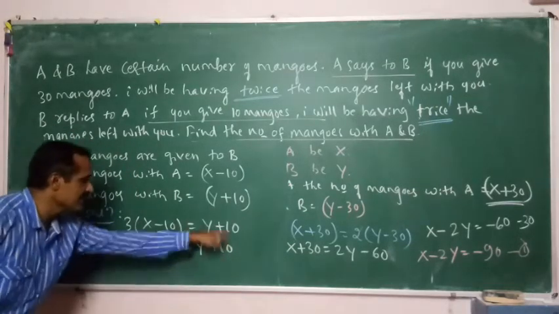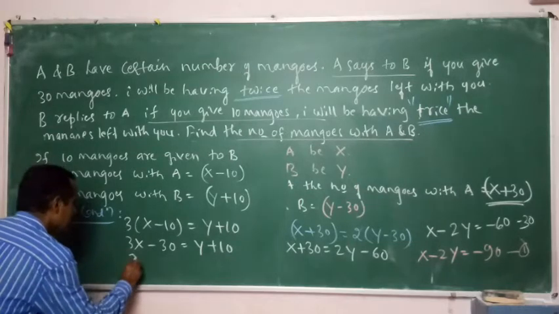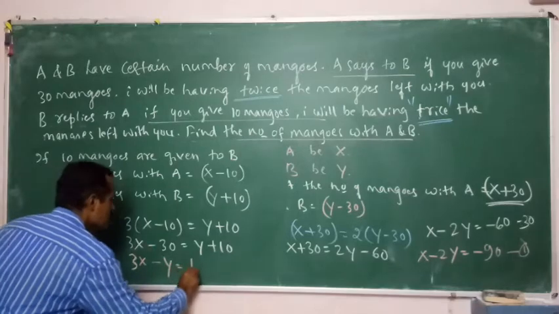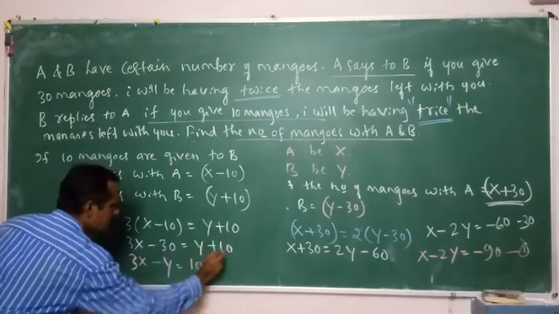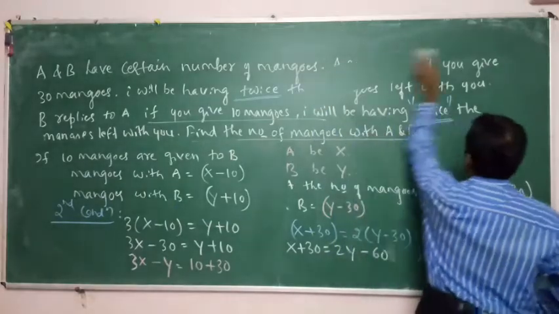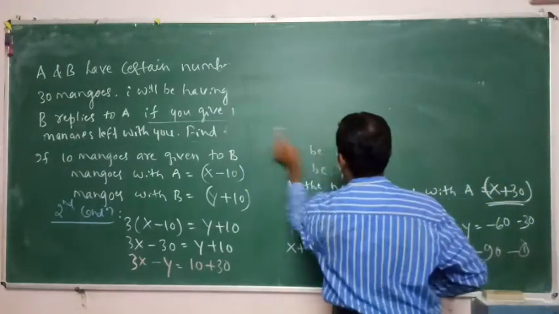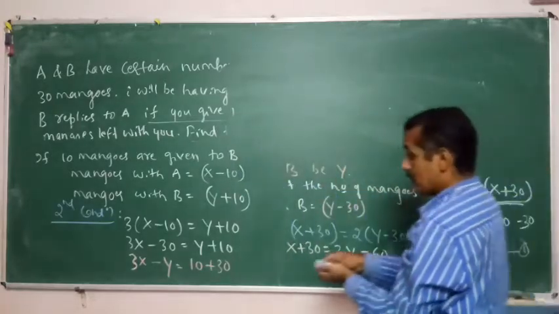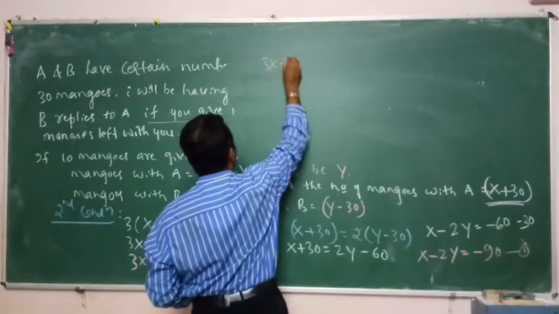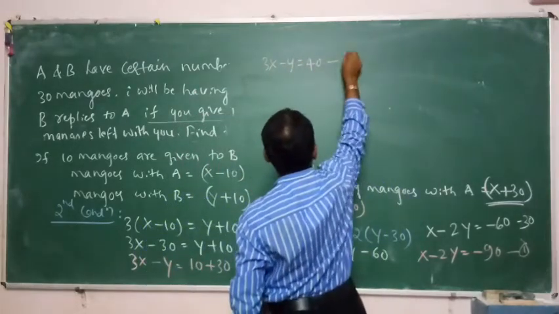y this side, 30 that side. 3x minus y is equal to 10 plus 30 on the RHS. Then what will be the second equation? It is 3x minus y is equal to 40, equation number 2.